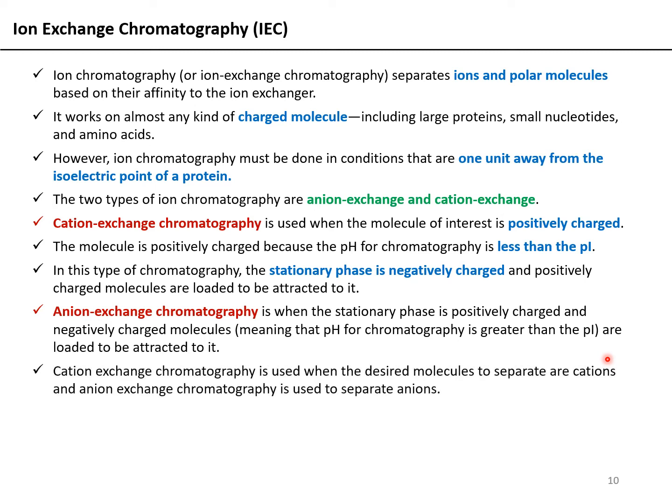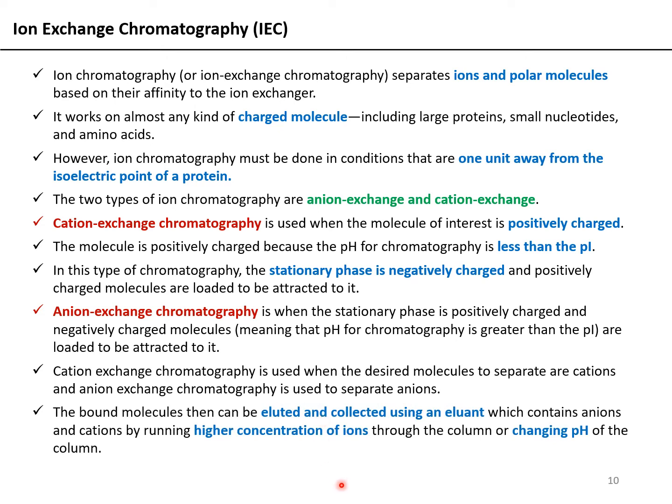So cation exchange chromatography is used when the desired molecules to separate are cations, and anion exchange chromatography is used when the desired molecules to separate are anions. So this might seem a bit confusing. In cation exchange chromatography, your column is negatively charged and it is exchanging cations, that is, cations are binding to it. And in anion exchange chromatography, your column is positively charged and it is interacting with anions. So the name is given with respect to the nature of the molecules interacting with the column.